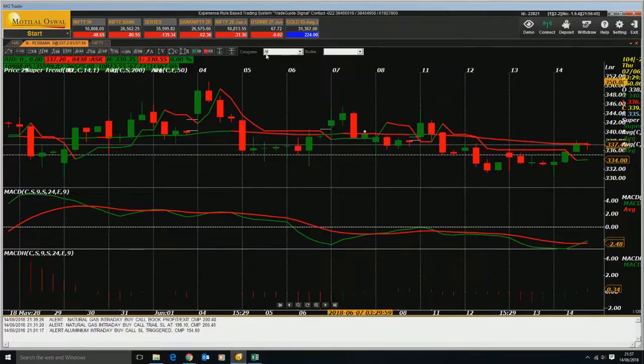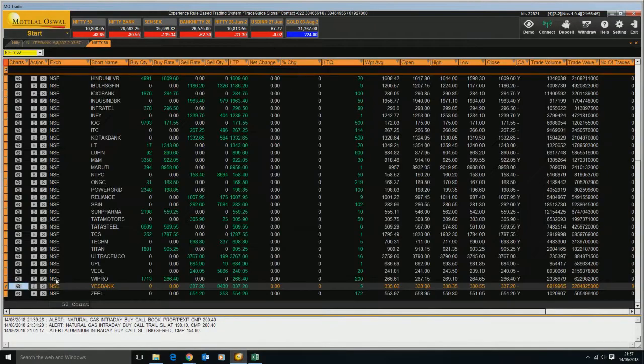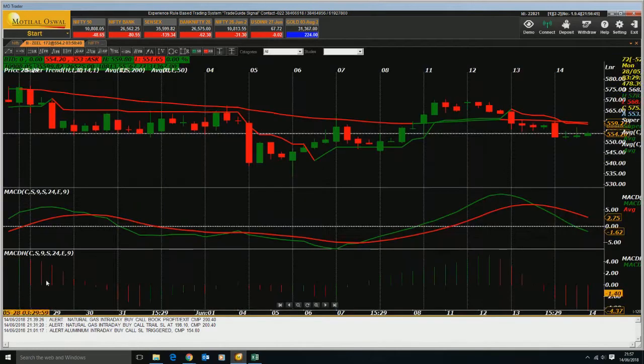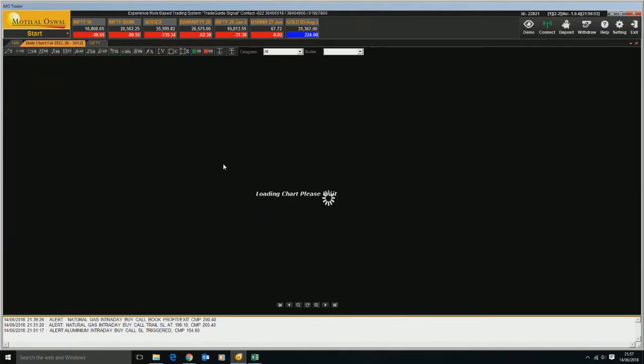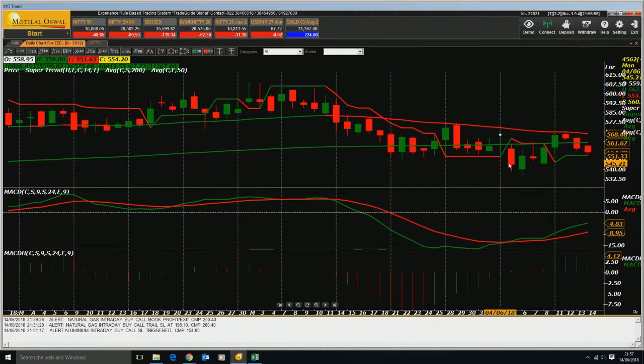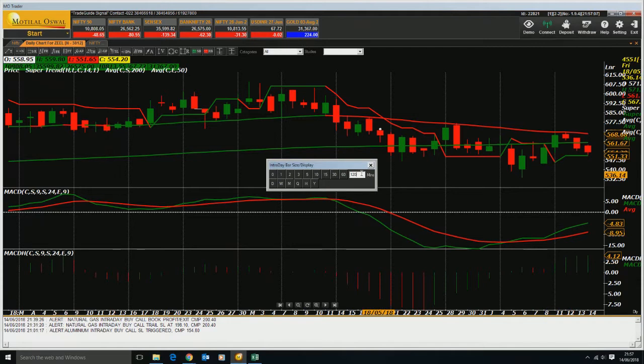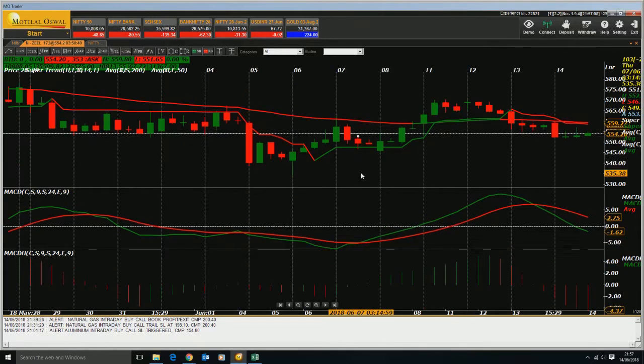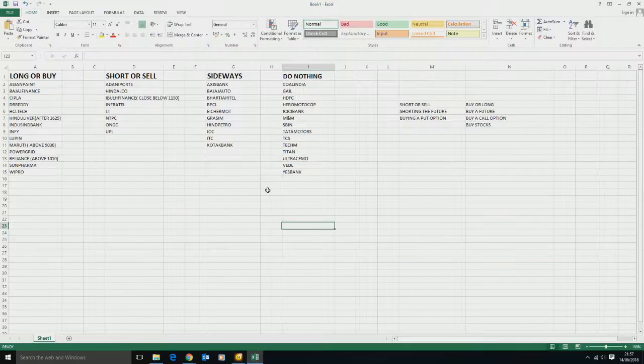So the last one, Zee Entertainment. If I go on to the daily charts, it is more or less sideways, but a potential buy with MACD and this. But let's see on 120 minutes. In 120 minutes, it's a sell. So what do I need to do? Do nothing, right?